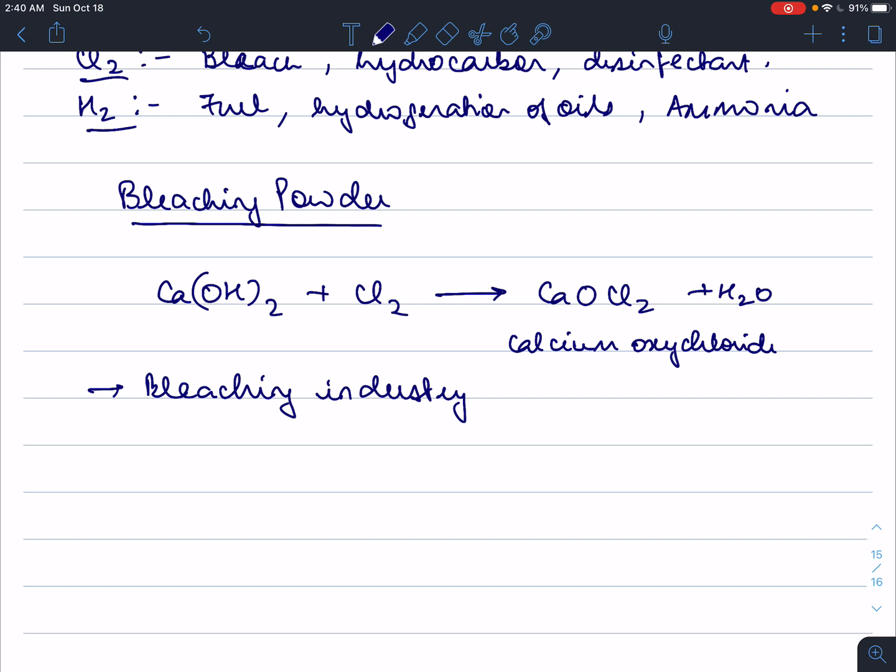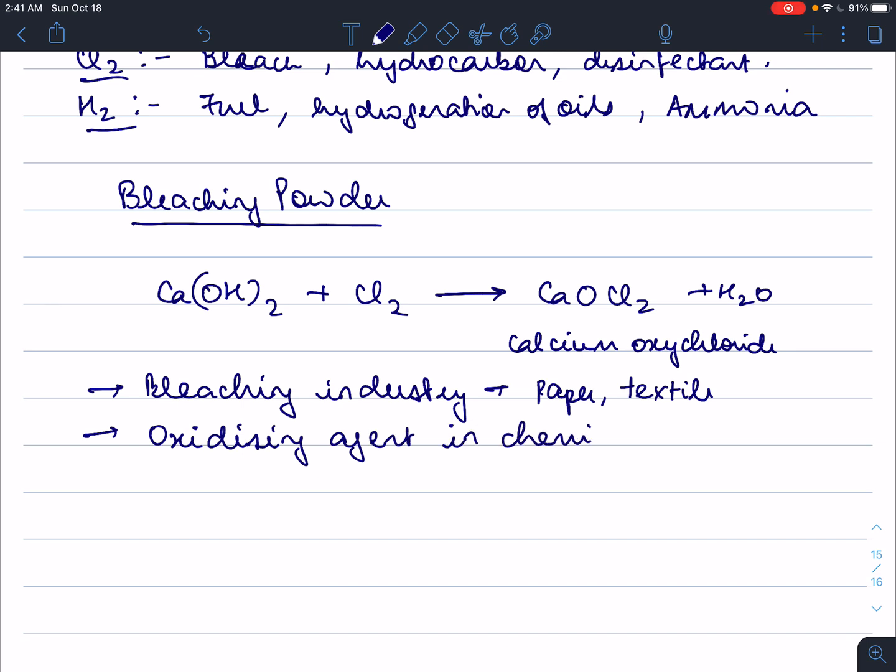So if you see those nice white cotton cloths and linen and textile, that whiteness is because of bleach, because raw cotton is yellowish to brownish in color, raw paper is brownish in color, so paper, textile, and so many other industries. Okay, it is also used in laundry for very white clothes, hospital sheets, things like that. Bleaching powder is used. It is also used as an oxidizing agent in chemical industries.